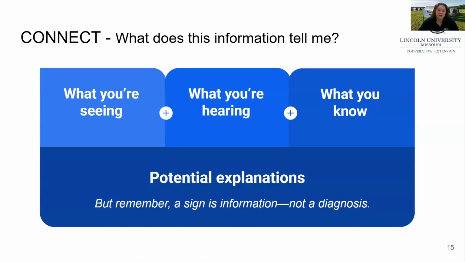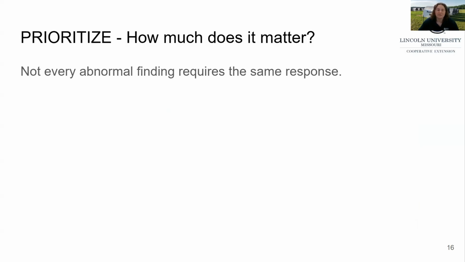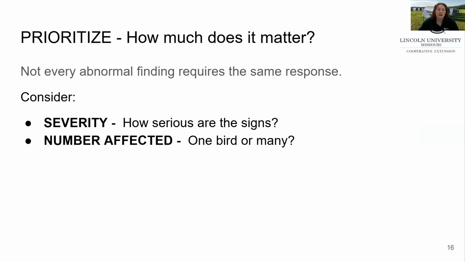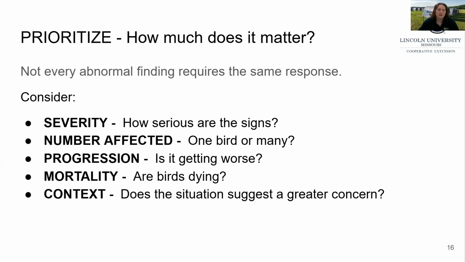So once we have some idea of what might be going on, we still have another question to consider. How much does it matter? So our fourth step is prioritize. Not every abnormal finding requires the same level of urgency or significance. We have to consider several different things, like how severe the problem is, how many birds are affected, how quickly is it developing, especially if it's getting worse. Are birds dying? Usually that's a pretty good sign that it's a severe concern. And then context. Does the situation suggest greater concern, potentially beyond that flock?